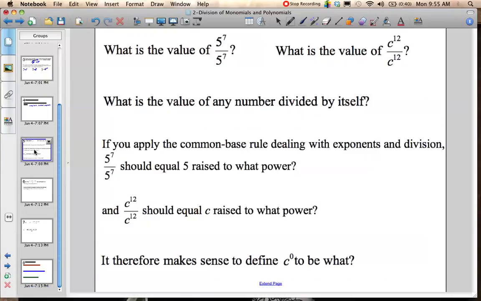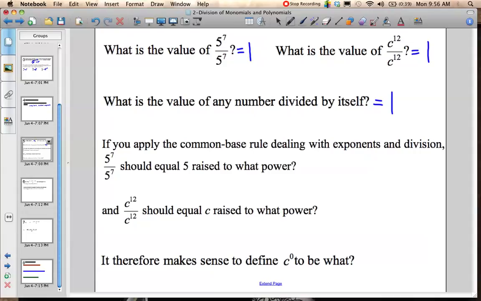Oh, that's an interesting problem. What is the value of 5 to the 7th divided by 5 to the 7th? Well, let's see. I get the same number on top and bottom, right? So that answer should be 1. And same thing, whatever C is going to equal, I got the same thing on top and bottom. It should be 1. So yes, when you divide a number by itself, you get 1.